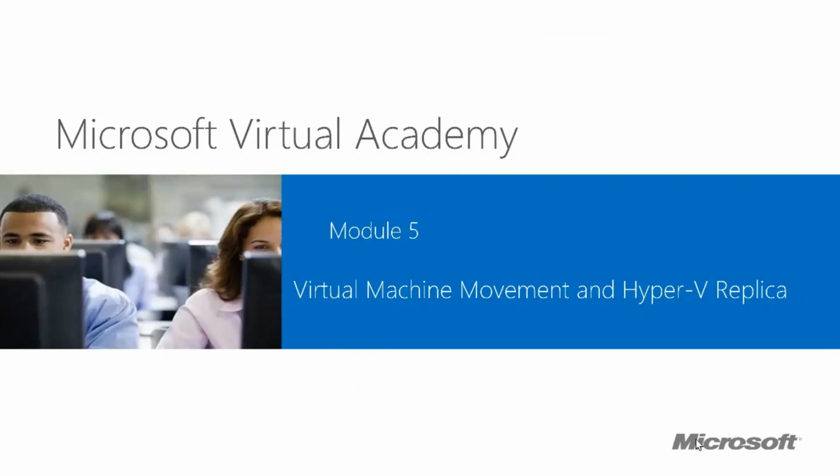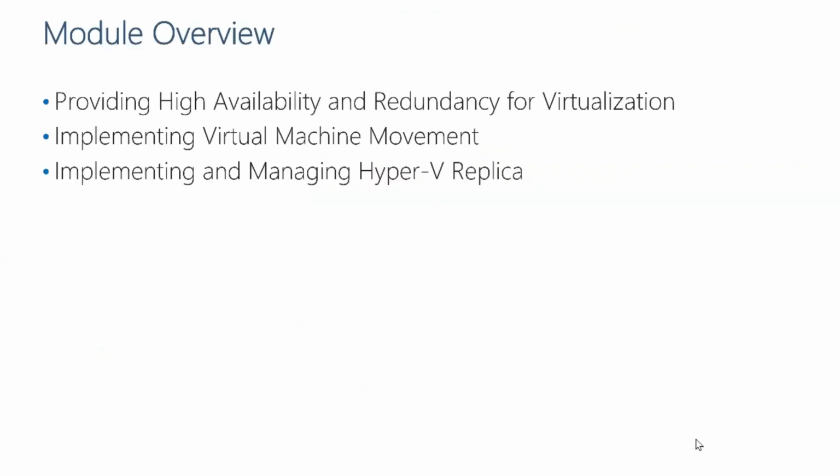We're going to look at virtual machine movement and the Hyper-V replica. So the movement, like you suggest, is just moving from host to host. Very similar to what we talked about with vMotion. It's just called a different name. It's called live migration. And live migration, as the name suggests, is not dead. It's running. It's being moved.